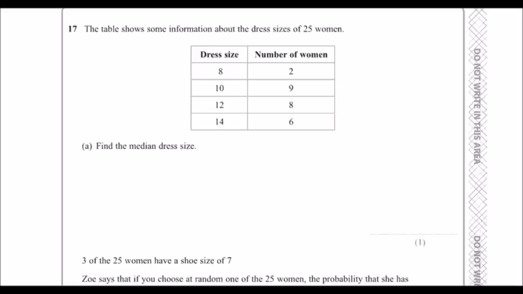Question 17. The table shows some information about the dress sizes of 25 women. Find the median dress size. So for 25 women, we're looking for the median, so the middle number. If you had 25 women lined up, you'll have 12 on both sides, and you'll be looking for the 13th one. So there's 2 8s. Then there's 9 10s, so we're up to 11 so far. So the median must be 12. So the 13th woman, if they're all lined up, has got a dress size of 12.